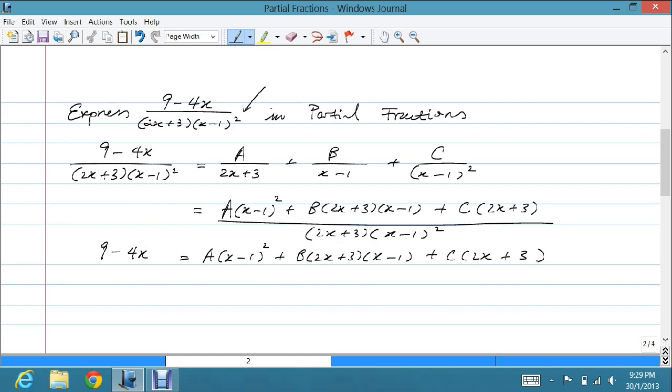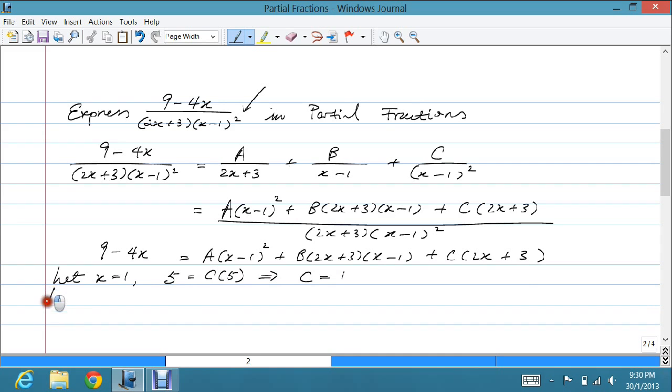So again, I'm going to use substitution. Firstly, I let x equal to 1, so the first term becomes 0, the second term is 0, and I'm only left with the third term. So on the left hand side, 9 minus 4 gives me 5, and 5 is equal to c times 5. So this implies c is equal to 1.